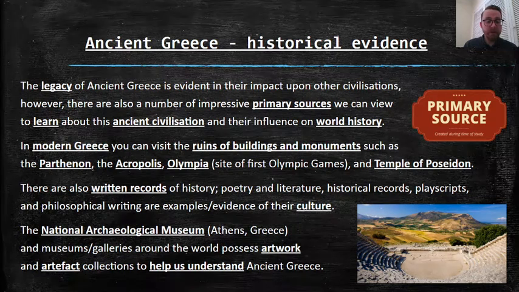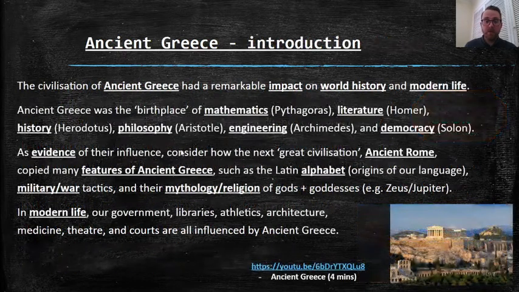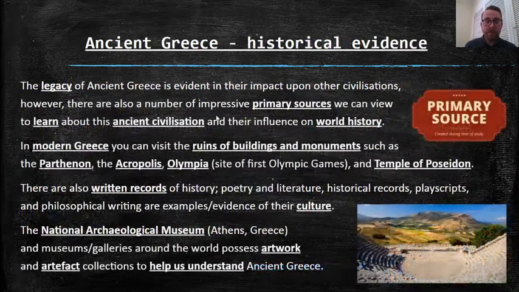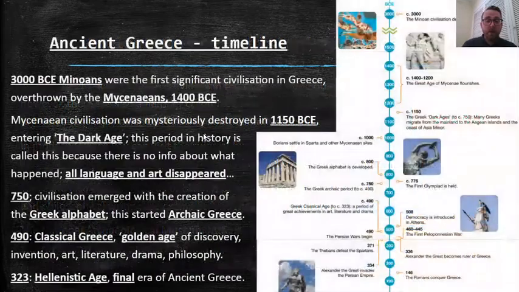The National Archaeological Museum in Athens, Greece, and museums and galleries around the world possess artwork and artifact collections to help us understand ancient Greece a little better. So we know why they're important. We know how we can learn about them. Let's learn about when this all occurred.